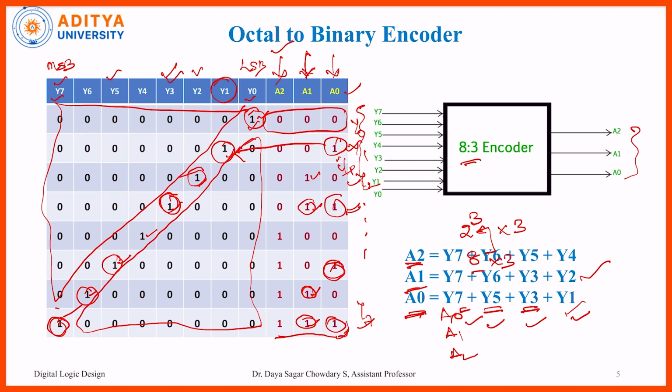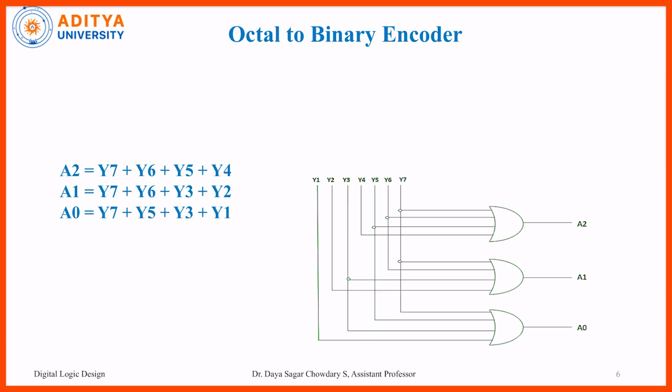For A2, we can simply construct this one, all the 4 below, 4 ones are there. So we can construct directly from here, here, here, here. These all 4 are the ones, and y4, y5, y6, y7 are the corresponding inputs. That is why A2 is the summation of all these 4 inputs, that is y4, y5, y6 and y7. So this is a representation.